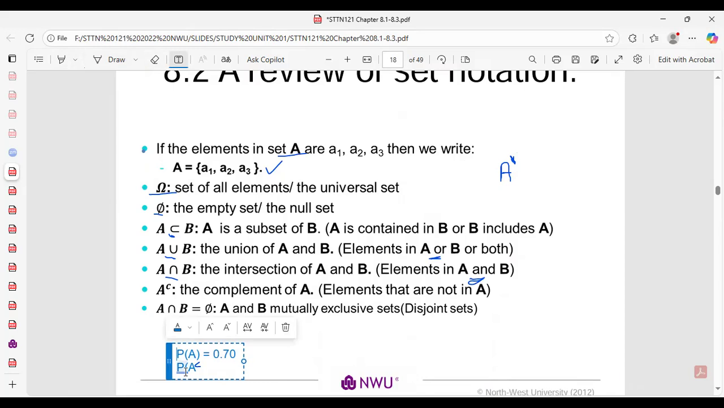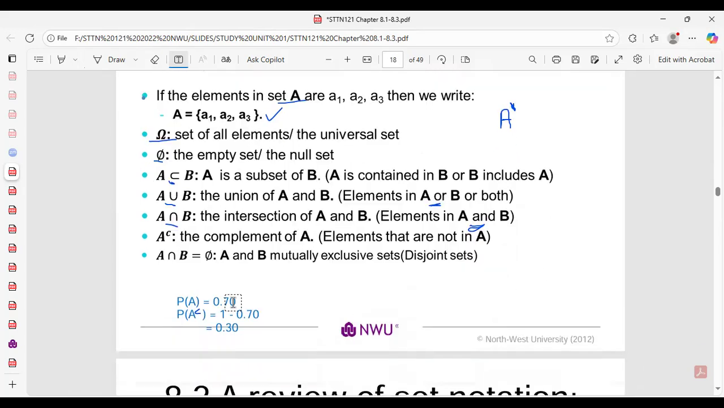So how do you get this one here? It's going to be equal to 1 minus 0.70. And then you'll get 0.30, the probability of the complement, which is 0.30. Yeah, because if you say 1 minus 0.70, you'll get 0.3. And 0.3 is the same as 0.30. This is how you get this complement.